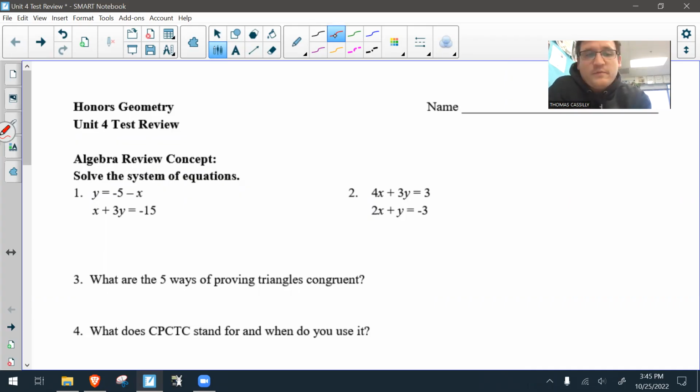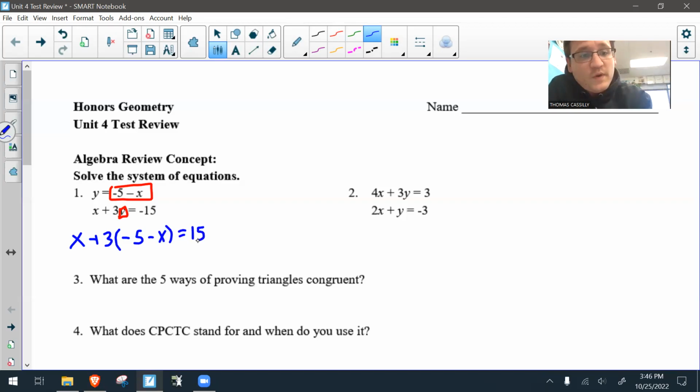And I know it's geared towards substitution because y is by itself. So what we can do is we can take this -5 minus 5x, and we are allowed to substitute that in for the y value in the second equation, right? So we can make a new equation, this x plus 3, but instead of saying 3y, we're going to say 3 times -5 minus x. Right? That whole thing is going to equal 15.